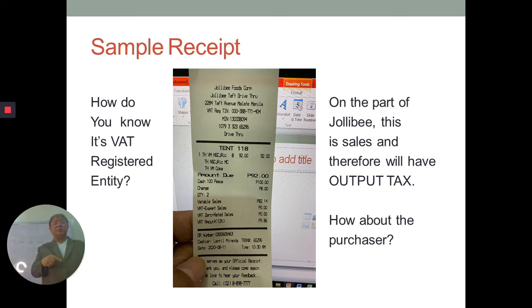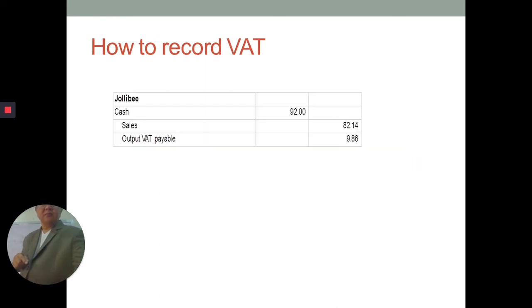So how do we record the VAT? On the part of Jollibee, Jollibee will recognize cash for 92 pesos, that is the actual amount paid, and then they will credit sales for the net of that. So we will remove the value-added tax: credit sales for 82.14, and then credit output VAT payable for 9.86. So that's how we will record the VAT on the part of the seller of goods or service.